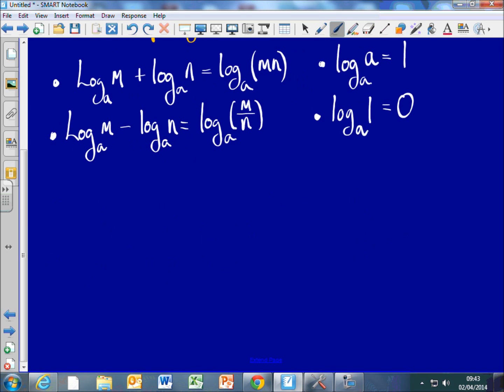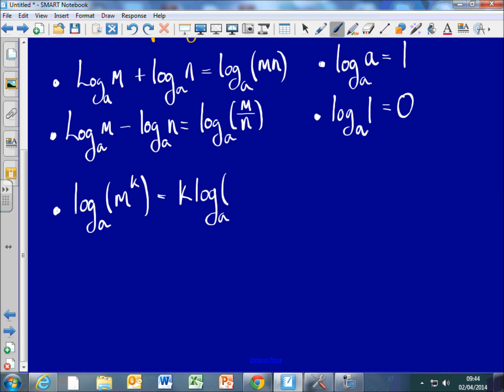Okay? And then the final law that's important for you guys is that if I have log to the base a of, let's say, m to the power of, let's use a different letter, k, then what we're allowed to do is take that power and put it at the front of the log. So if there's a power inside the log function, then you can take it out and it gets multiplied. Okay.